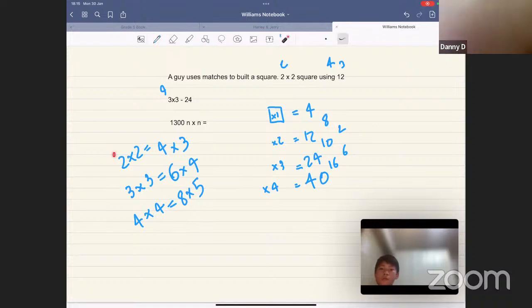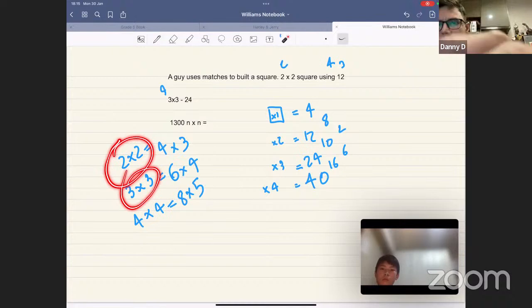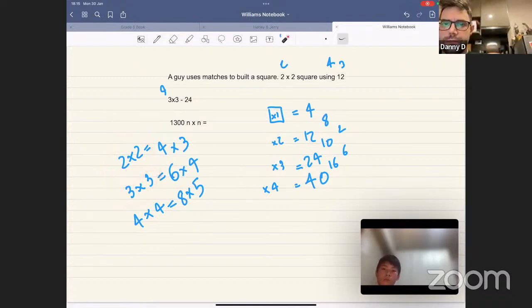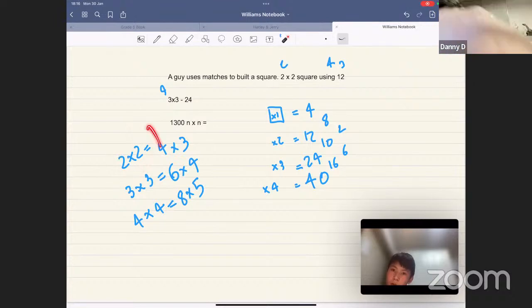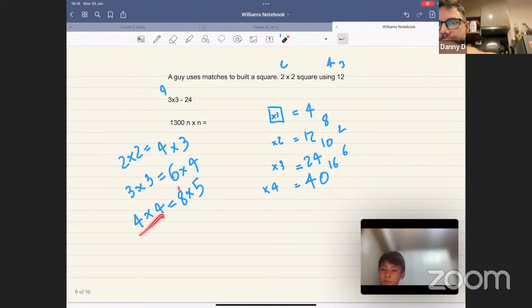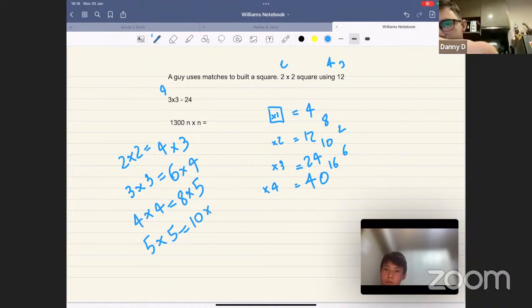So you can add them. There seems like there's a pattern here, right? Look, you add these together. So 2 plus 2 equals 4, and it's 4 times 3. Add these together gives us 6, and it's 6 times 4. Add these together gives us 8, and it's 8 times 5. So theoretically, there should be 10 times 6. It should be 60.